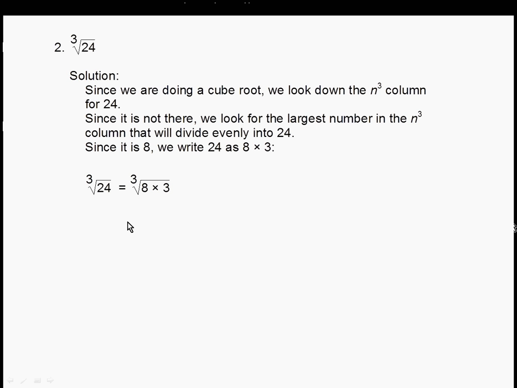So the cube root of 24 is the cube root of 8 times 3. I break this apart as cube root of 8 times cube root of 3, and the cube root of 8 is 2. So I have 2 cube root of 3. Now, this cannot be 2 cubed as your final answer because, after all, if it really were 2 cubed, you would have written 8. So it's 2 cube root of 3.